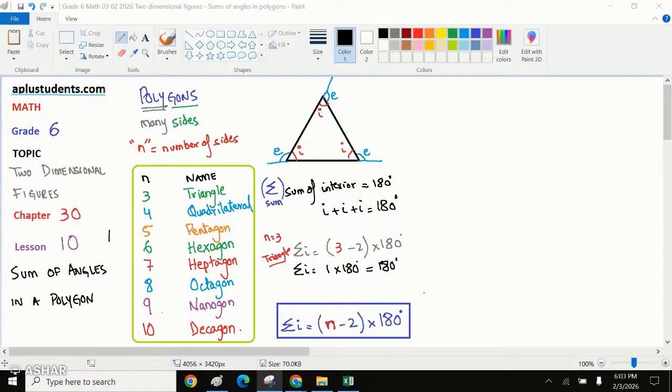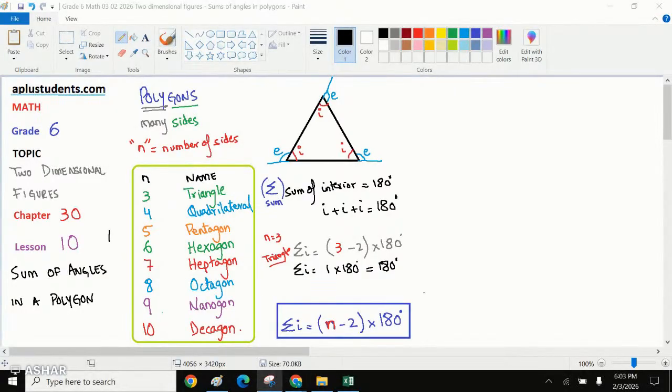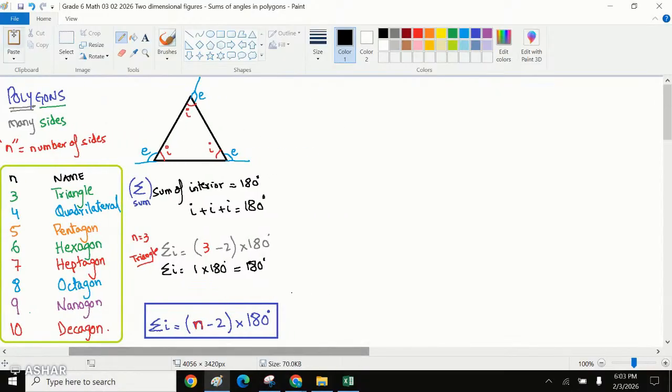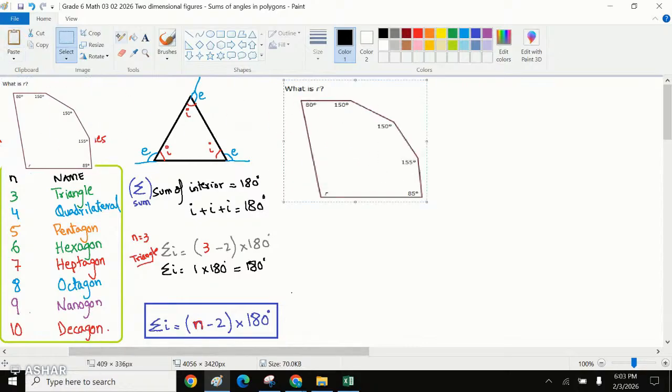So the first question we have is, they are asking us to find the missing angle in this given polygon. This is our question number 1. I'll try to do it the lengthy way. Then I'll try to make it easier. Then we will try to do the easier way.